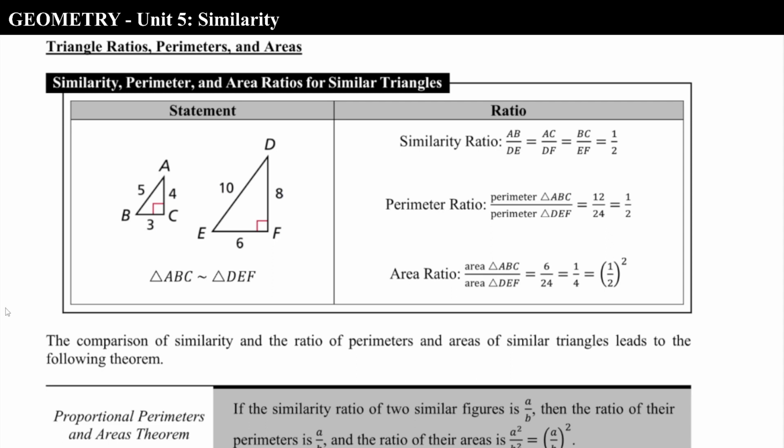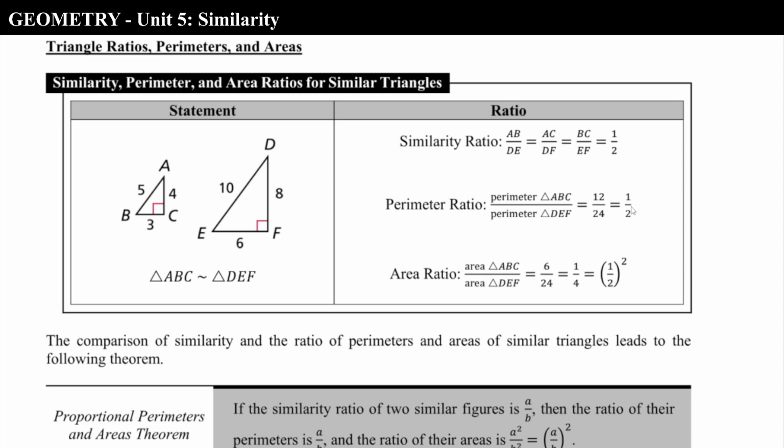Let's finish off this section talking about triangle ratios, perimeters, and areas. So just as you saw with the scale drawing there, we can compare our lengths and our widths. We can do the same with our perimeters and areas. So here we have triangle ABC similar to triangle DEF. We can compare the sides and get our similarity ratio, which in this case is 1/2. The perimeter ratio, if we take our perimeter of our small one to our large one, we find that the perimeter of ABC is 12 and the perimeter of DEF is 24. That ratio is also 1/2.